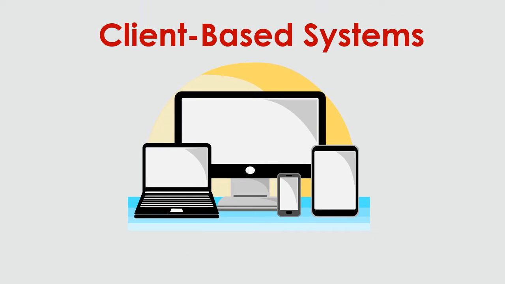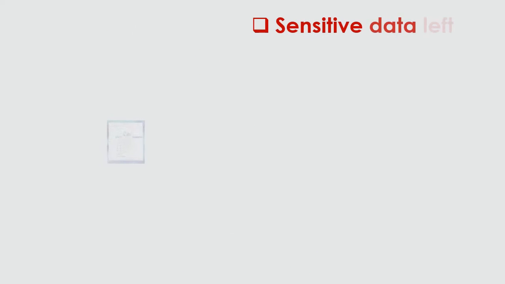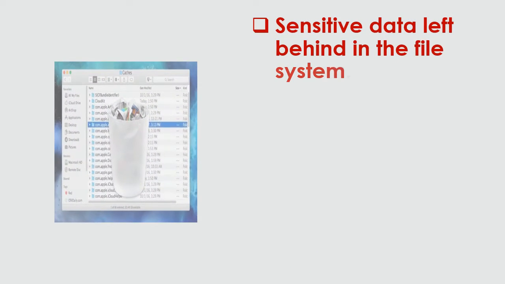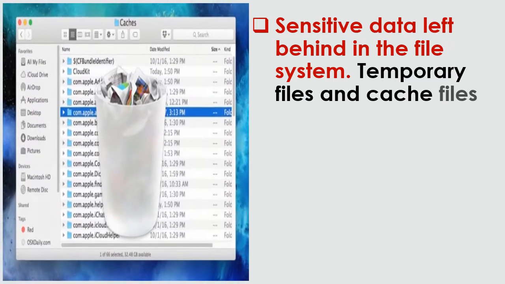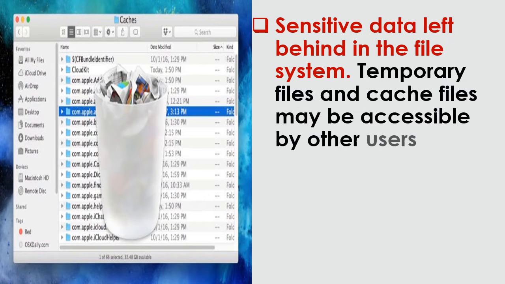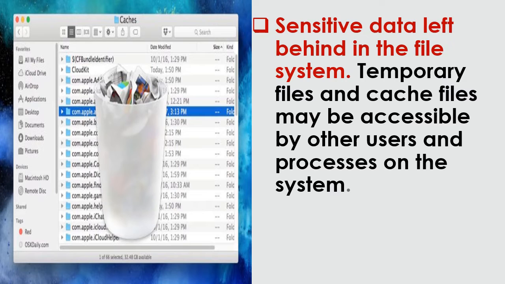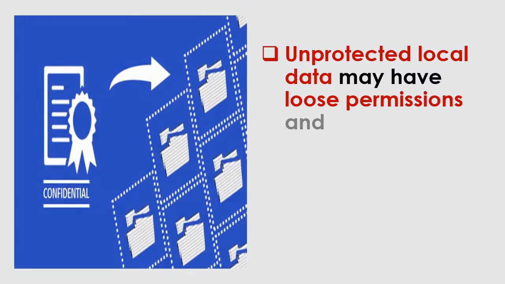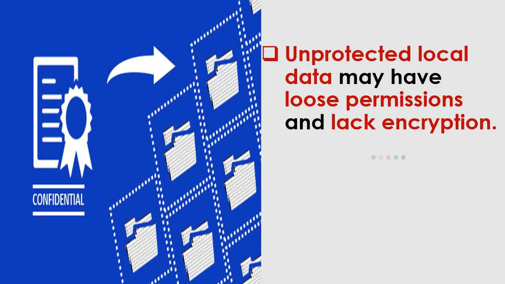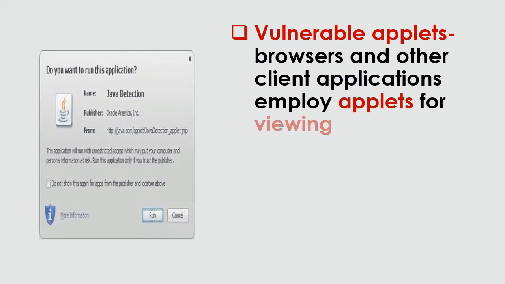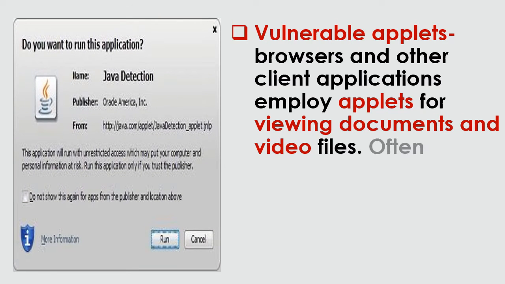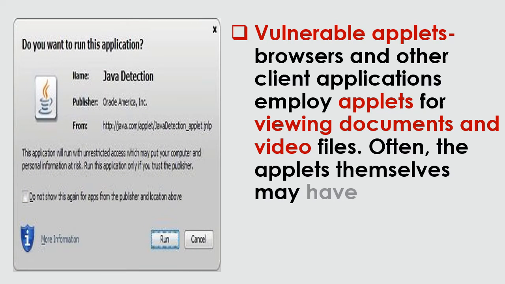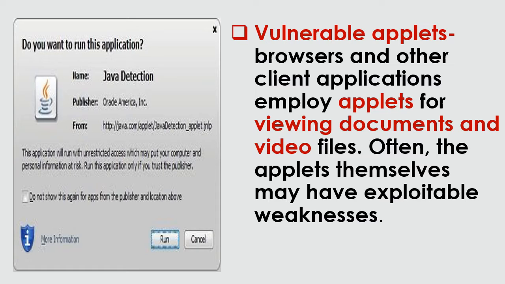Client-based systems. Sensitive data left behind in the file system. Temporary files and cache files may be accessible by other users and processes on the system. Unprotected local data may have loose permissions and lack encryption. Vulnerable applets. Browsers and other client applications employ applets for viewing documents and video files. Often, the applets themselves may have exploitable weaknesses.